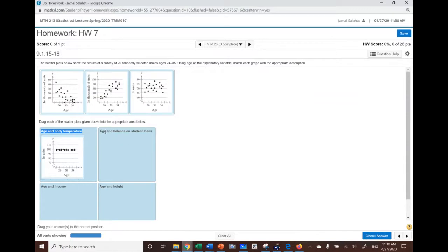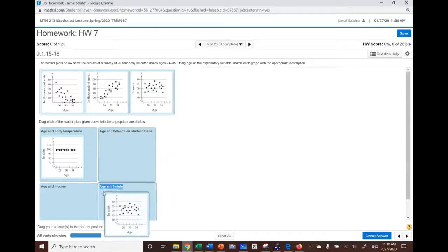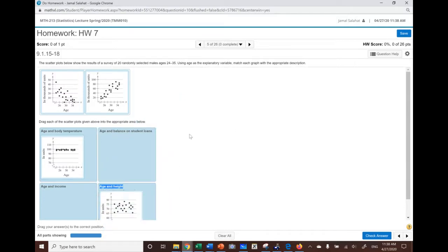Now, what about the second one? Age and balance of a student loan. Leave this alone for a minute. Let's talk about height, age and height. The height cannot be thousands, but it can be between 65 inches and under 80 inches. So we can drop this box into the one that has the height. Now, for the other two, age and balance on a student loan and age and income.